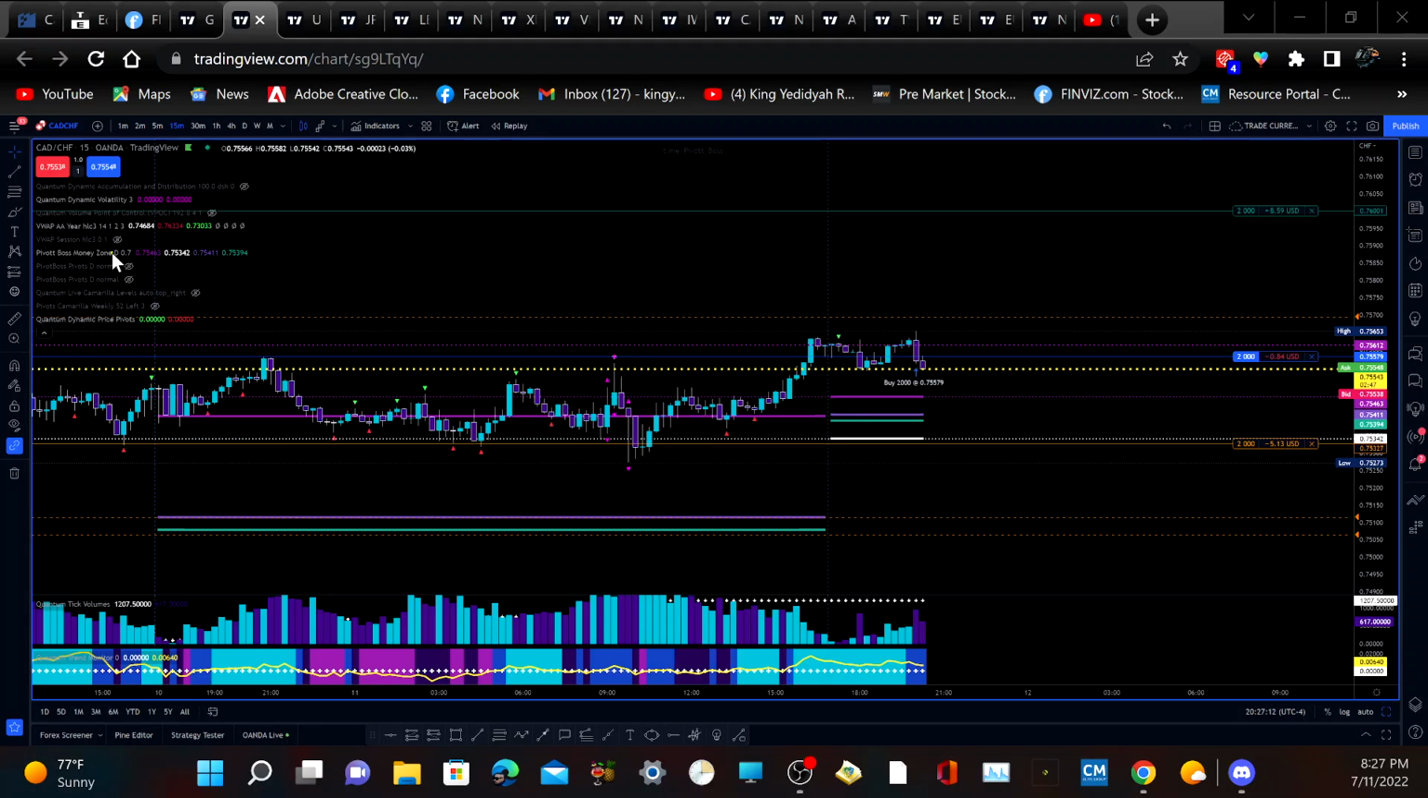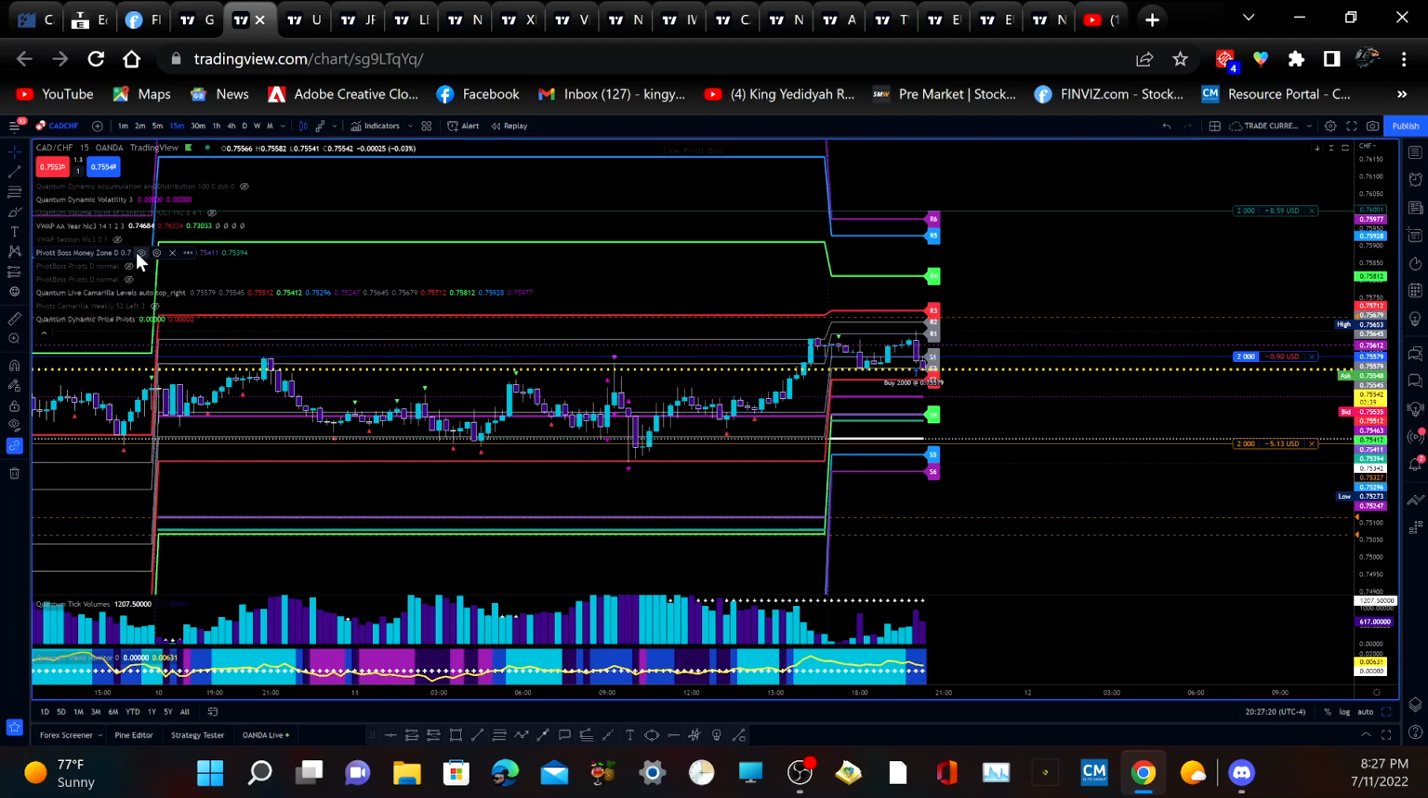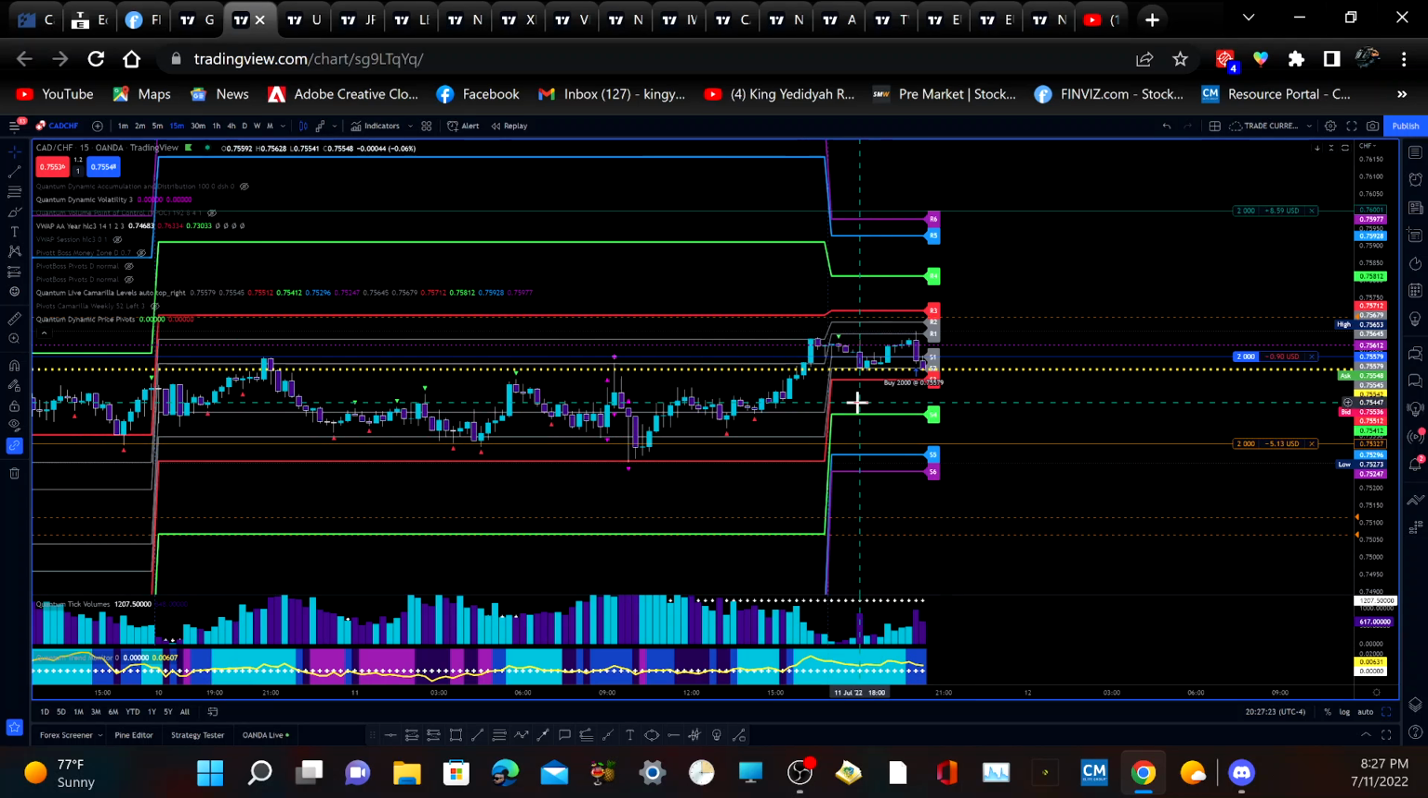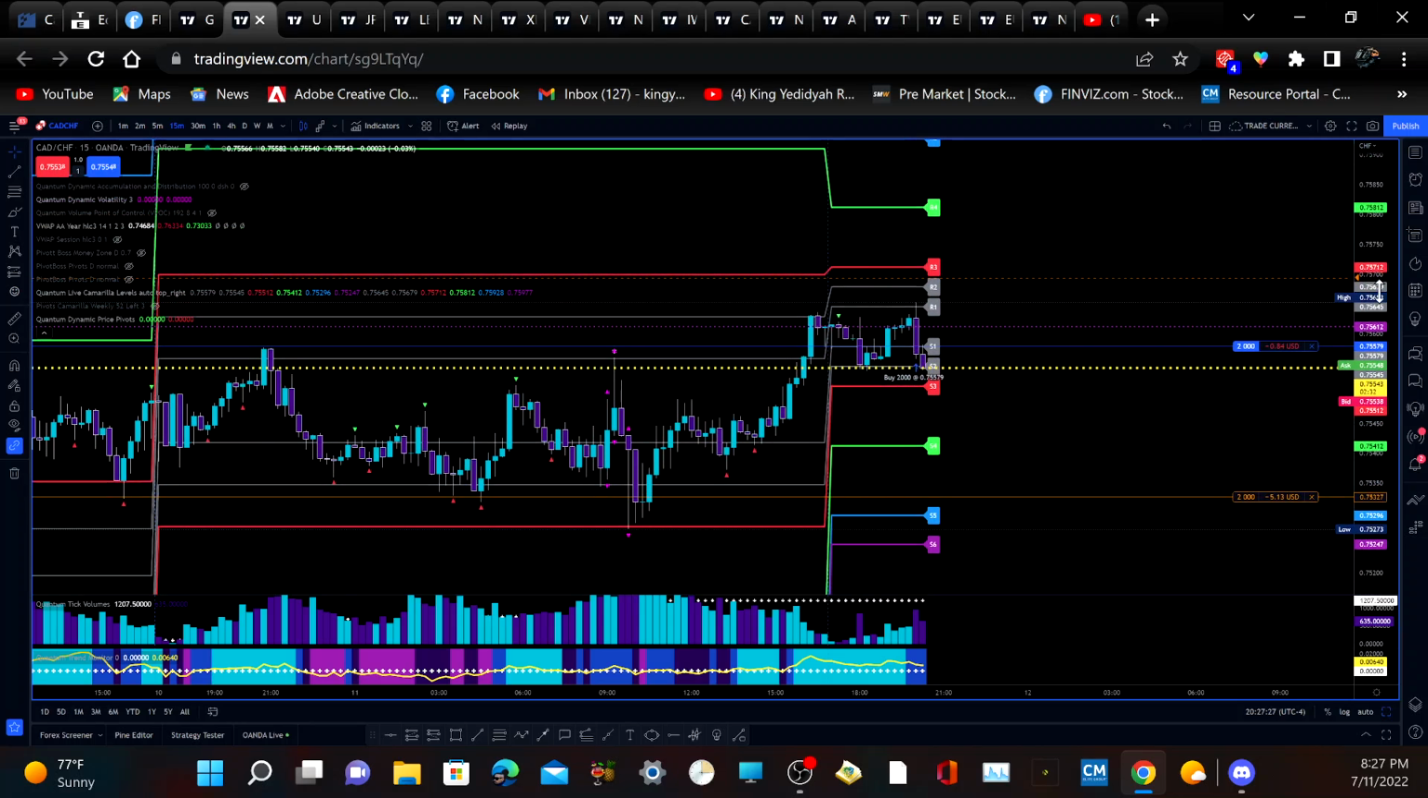Let's go to my Camarilla indicator. That's the Camarilla pivots. So we have an overlapping higher value on the Camarillas, and let's make this a little bigger.